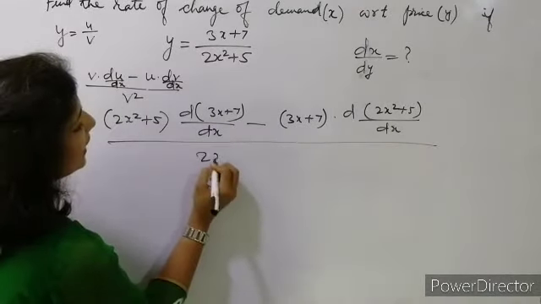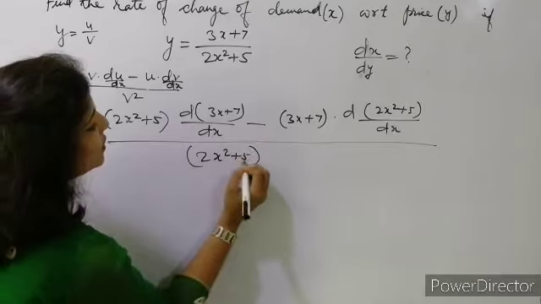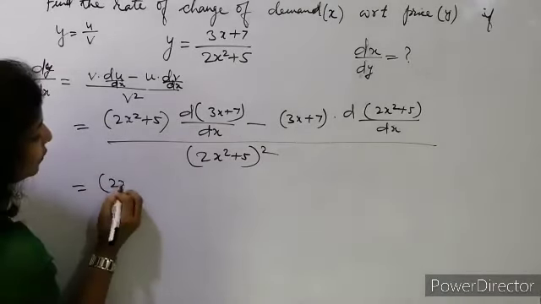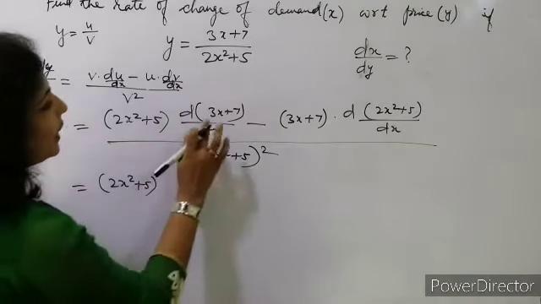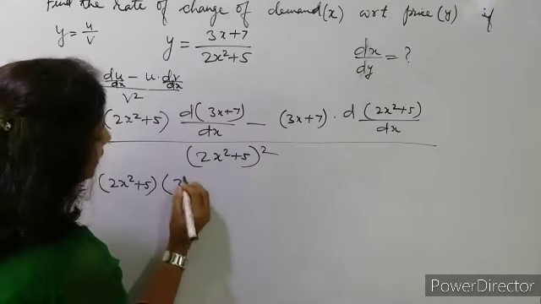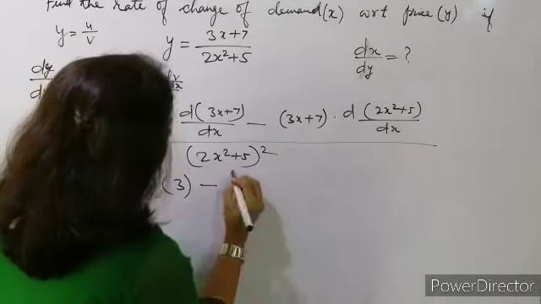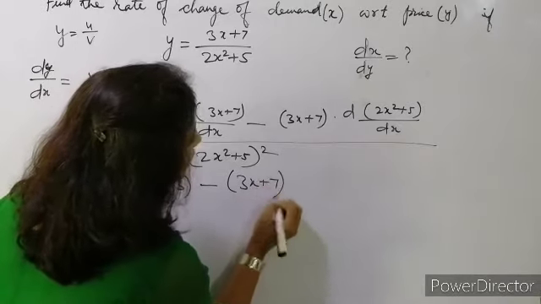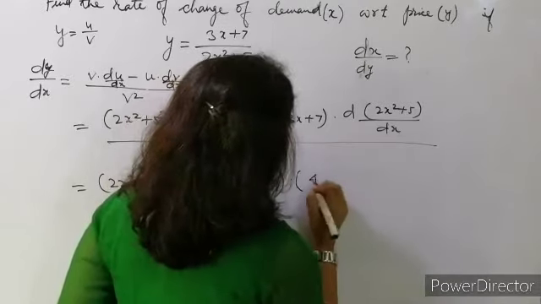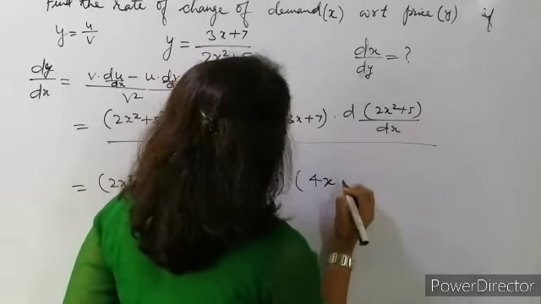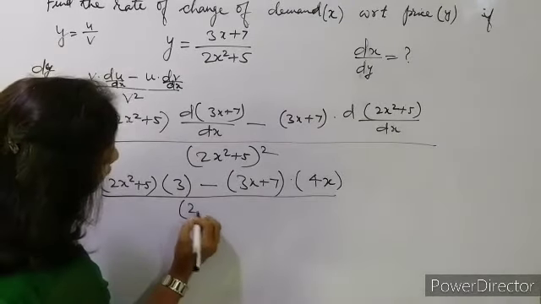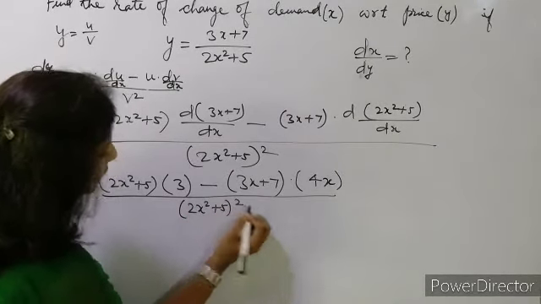V square is (2x square plus 5) whole square. Now we do this: 2x square plus 5, and this will be 3 plus 0. So we'll write here 3 minus (3x plus 7) multiplied by the derivative of 2x square, which will be 2 into 2, 4x plus 0. So it will be 4x divided by (2x square plus 5) whole square.